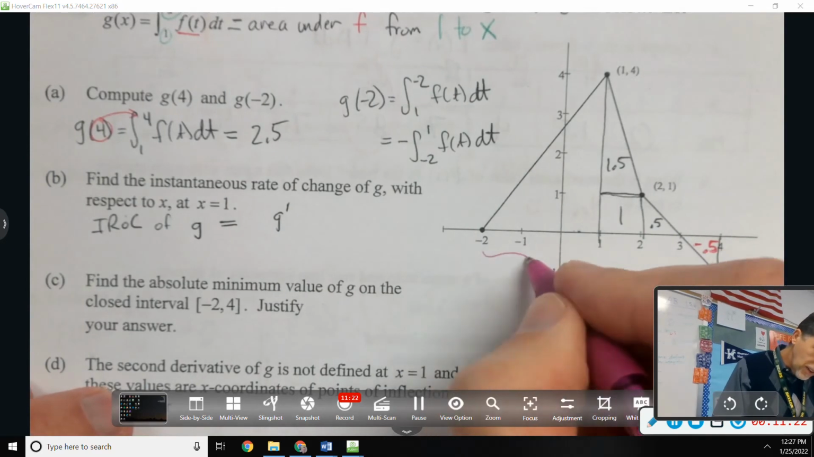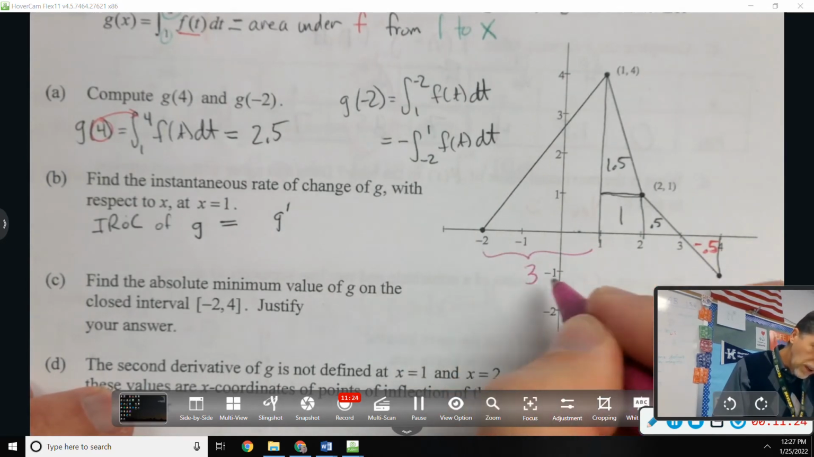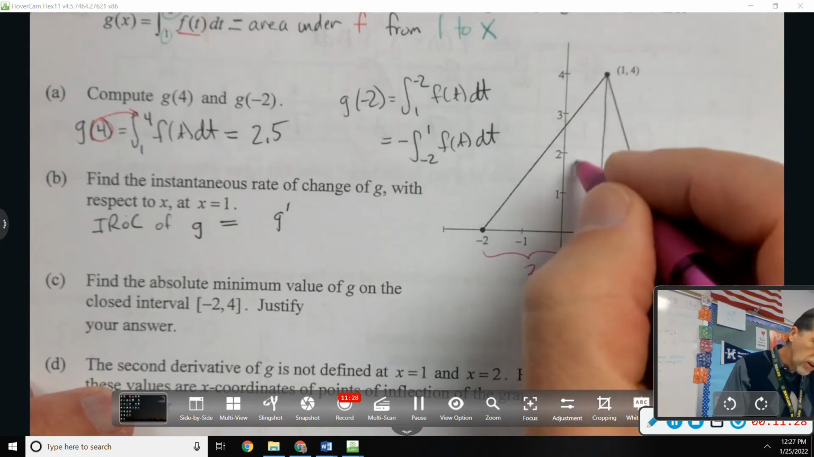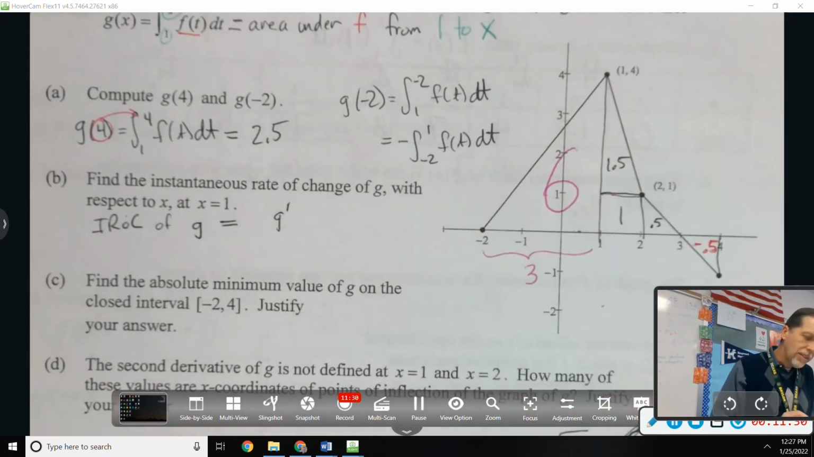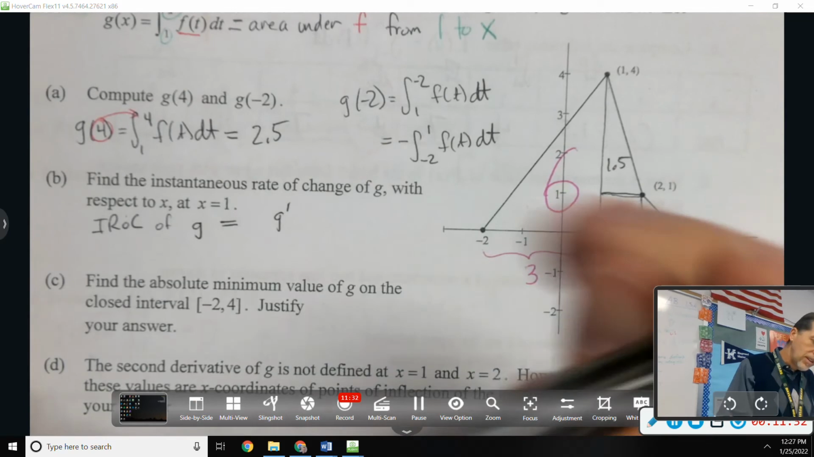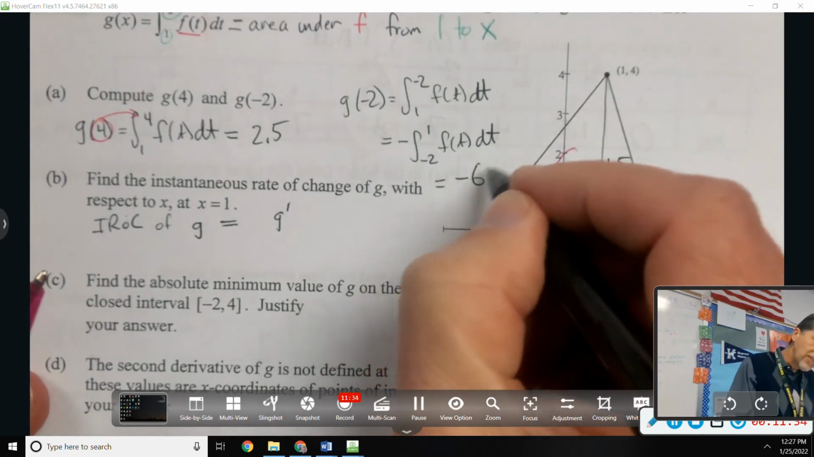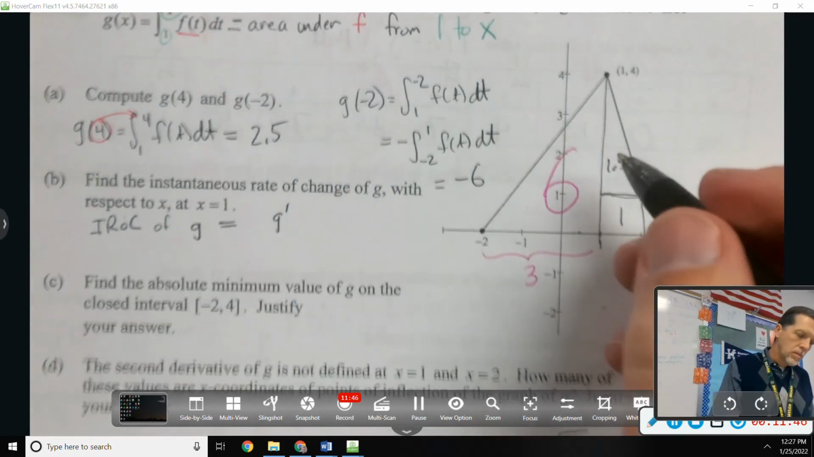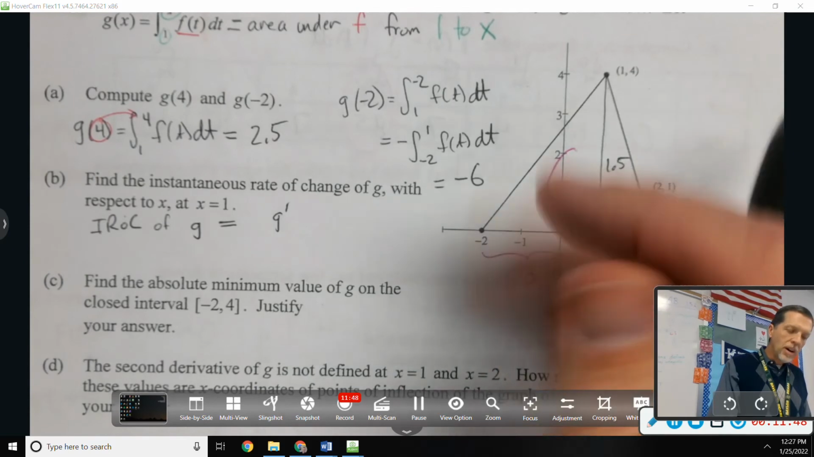Let's see, that is 3 wide by 4 high. 3 times 4 is 12. So half of that is 6. So my answer then is negative 6 because we went backwards. That's what I didn't get. I didn't know if I had to make that part, the part that's in the positive, and then the triangle on the other side negative. It's all above, so the area is positive.